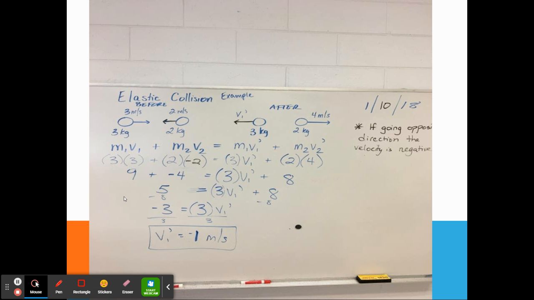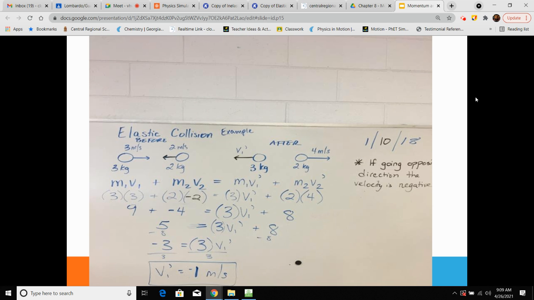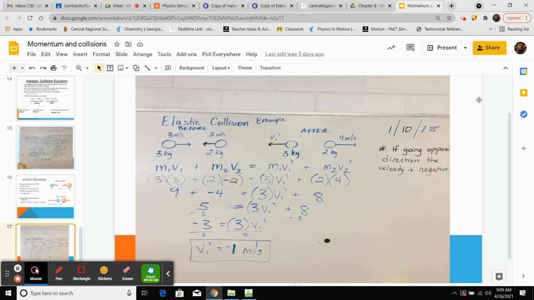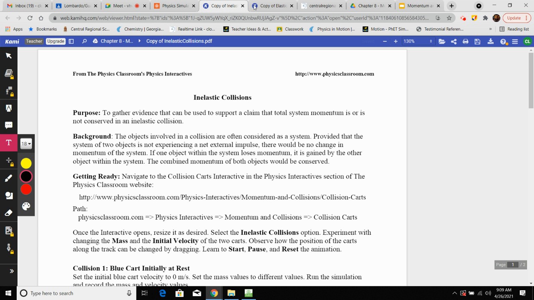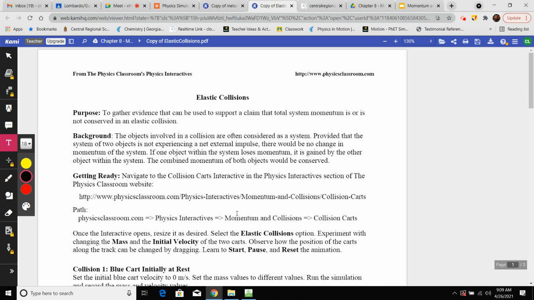All right. So with all of that being said, the assignment that I posted for you, if you open those up, we're going to start with the elastic collision one. Go to the classroom, open up this one, open it with Kami so we can edit the PDF.